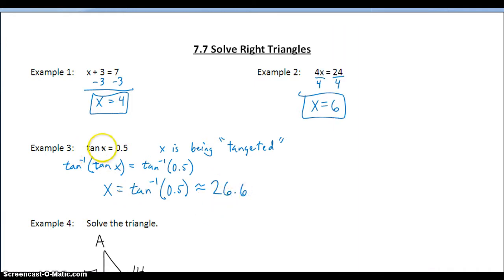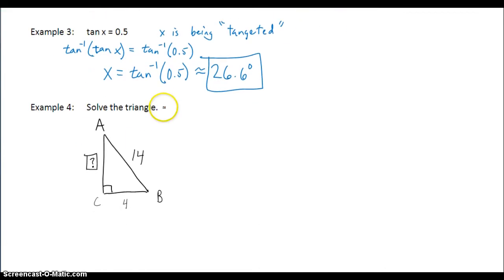Now if we look back, if you remember, this value right here was always my angle. So when I solve for this x, I'm actually solving for the angle in my triangle. So x in this case is approximately 26.6 degrees. We're going to use this skill to solve the triangle. Solving a triangle means this. Find all sides and find all angles.